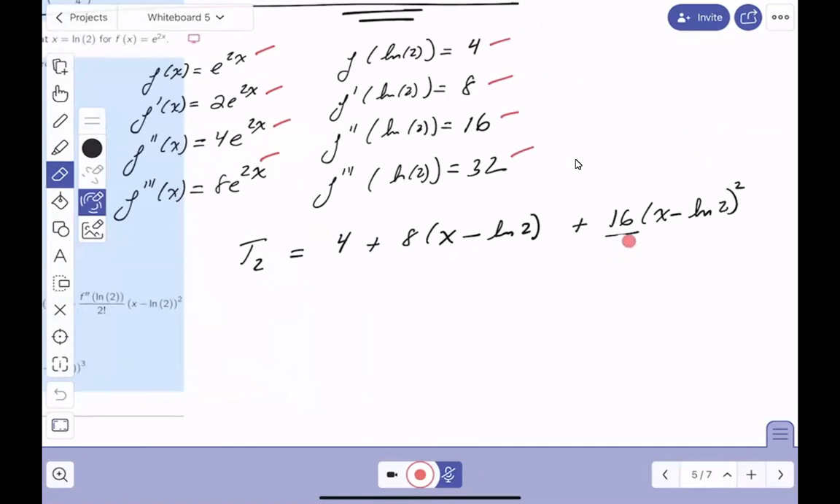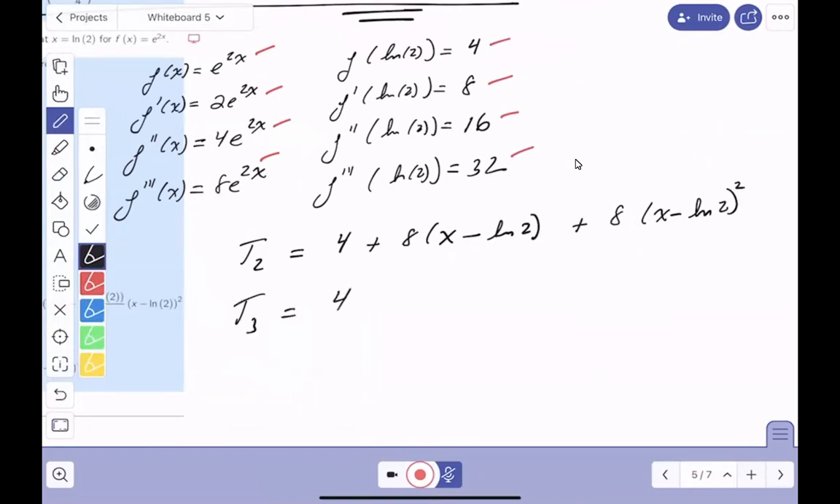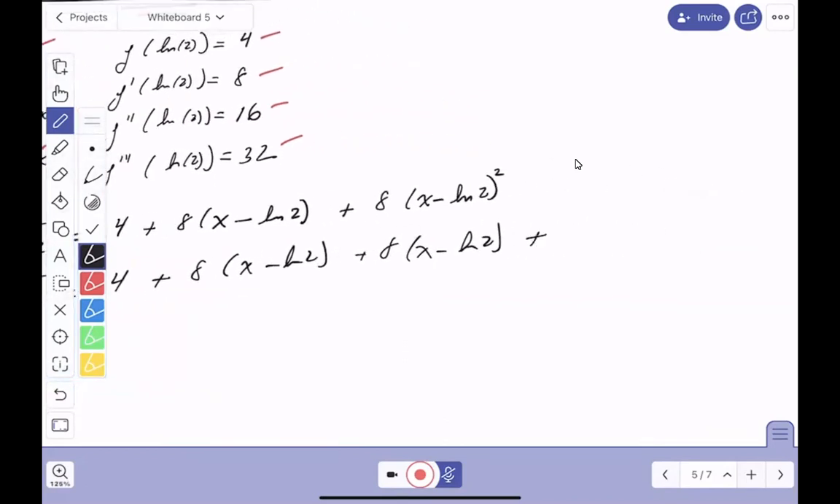We'll check it later. Now I'm going to write down T3. Well, I got these terms down. I might as well reuse them, not do it again. And then when you get over here, it's going to be plus, let's see, 32, right? And x minus ln 2 to the third power over 6, because that's 3 factorial. And 32 over 6 can be reduced, right? So it's going to be 16 thirds. Let me get my eraser out.